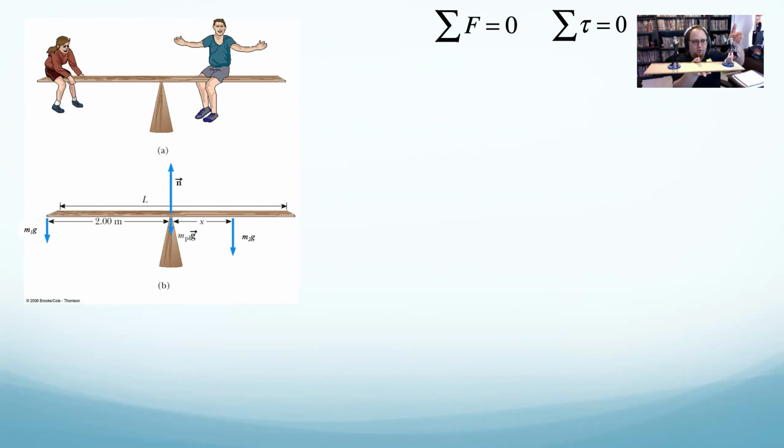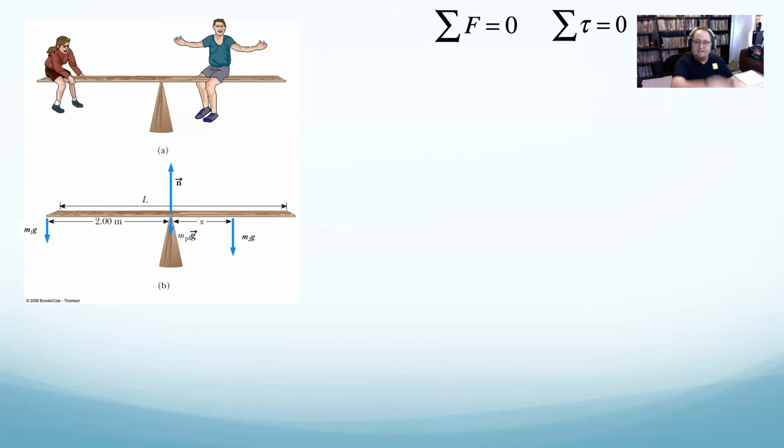The woman has some mass, so she has a force. She's on the very end of the beam, so I'm going to put her force right on the end. The man has some weight. He's at a point x where we don't know where x is. So we're going to have to go and solve for it.